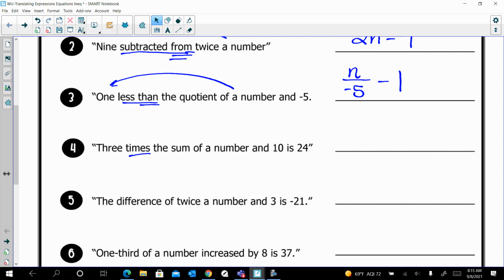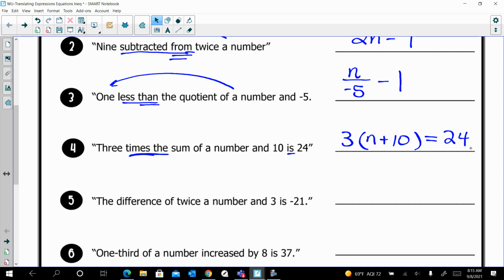Because it says times the sum, times the is a parentheses word. So it should be 3, open the parentheses, then n plus 10, close parentheses, is the equal, the word for equal, and then 24. So either check it or correct it, please.